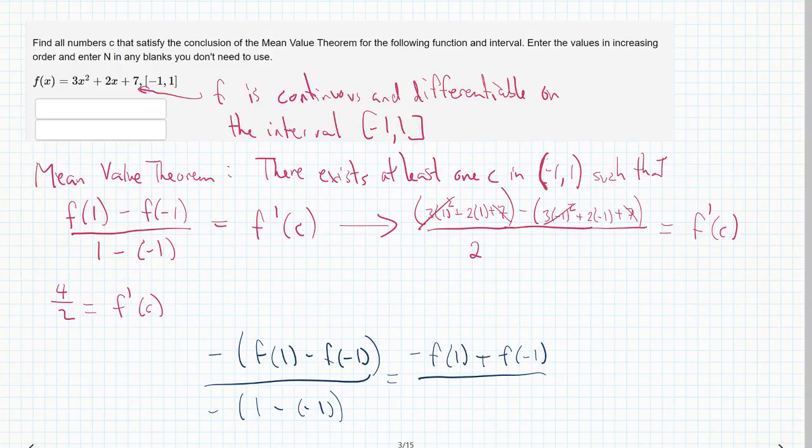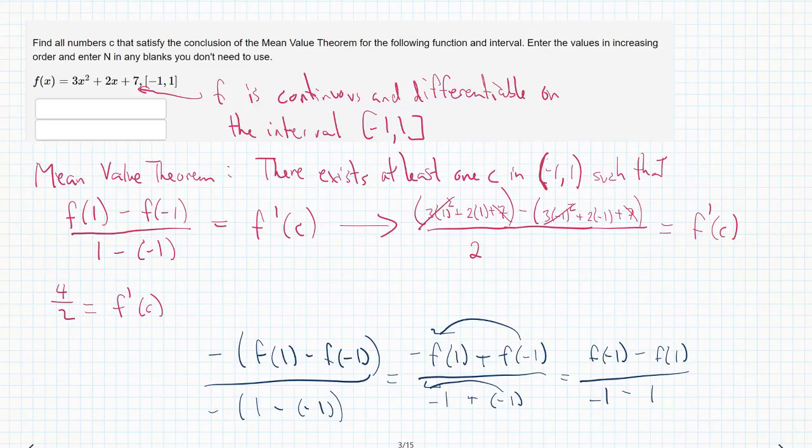And then we have all over, well, this becomes negative 1 plus a negative 1, right? Now I'm going to just rearrange these. So I'm going to move this to the front and move that to the front. And so notice we get f of negative 1 minus f of 1 all over negative 1 minus 1, right? So you get the same exact value, and all you did is you just rearranged.